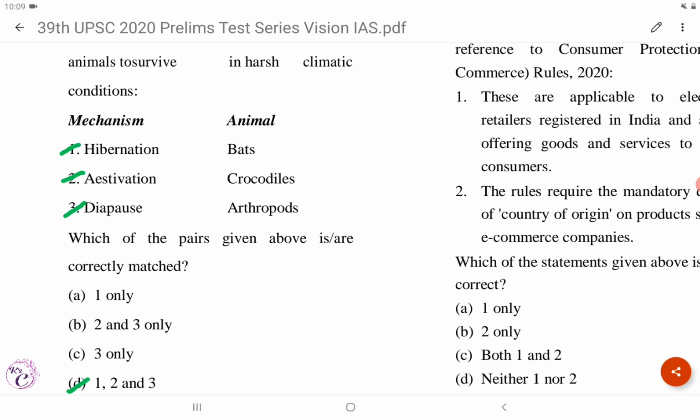The next one we have is diapause. It refers to the delay in development in response to regularly and recurring periods of adverse environmental conditions. Diapause is most often observed in all the life stages of arthropods, especially insects. Hence, pair 3 is correctly matched.